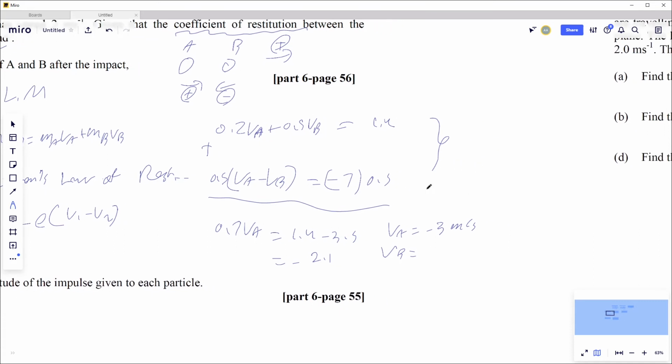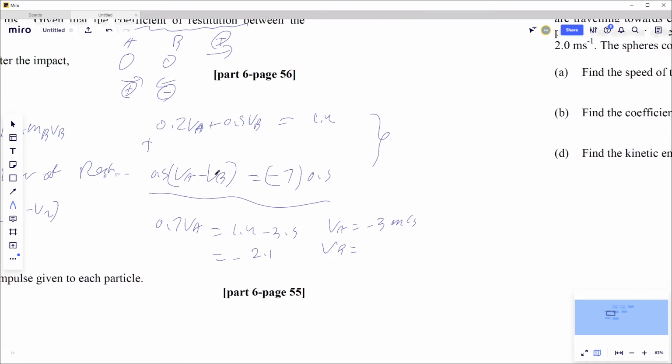and VB, just substitute into this one, the simplest, VA minus VB equals minus 7. So VB, take this to the other side, take this to the other side, that's how we keep them positive, but do whatever you want. So VA minus VB equals minus 7. I just take them to the other side like this. So VA plus 7 equals VB, and so VB is simply 4 meters per second.